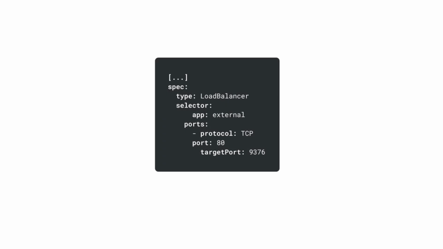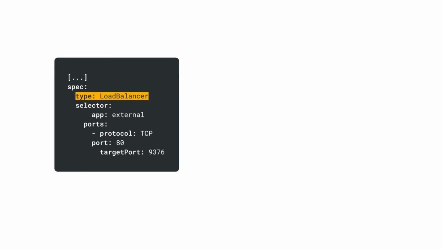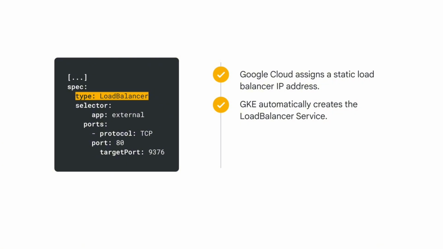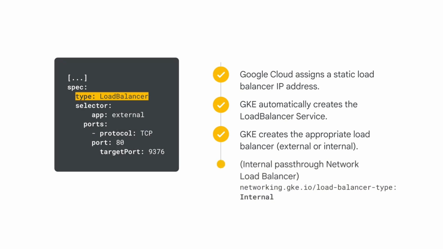To create a load balancer service, you need to start by specifying the type, load balancer. Google Cloud will then assign a static load balancer IP address that is accessible from outside your project. When you specify kind service with type load balancer in the resource manifest, GKE creates a load balancer service. GKE makes appropriate Google Cloud API calls to create either an external pass-through network load balancer or an internal pass-through network load balancer. GKE creates an internal pass-through network load balancer when you add the networking.gke.io/load-balancer-type:internal annotation. Otherwise, GKE creates an external pass-through network load balancer.